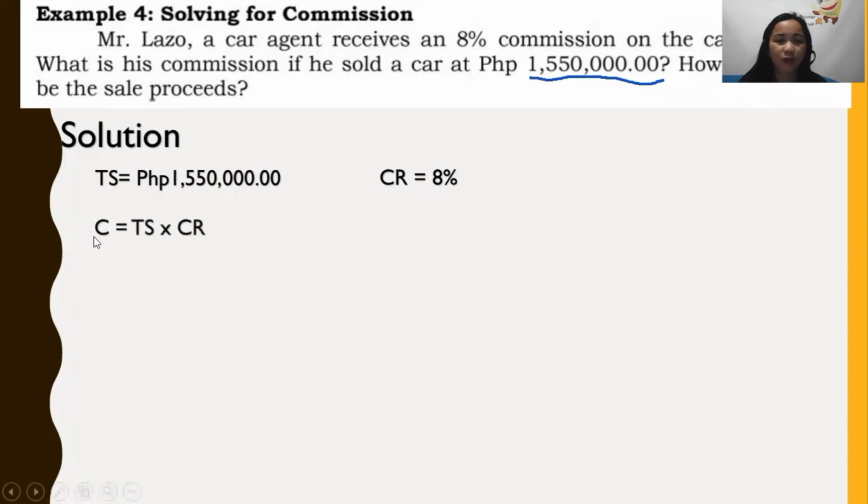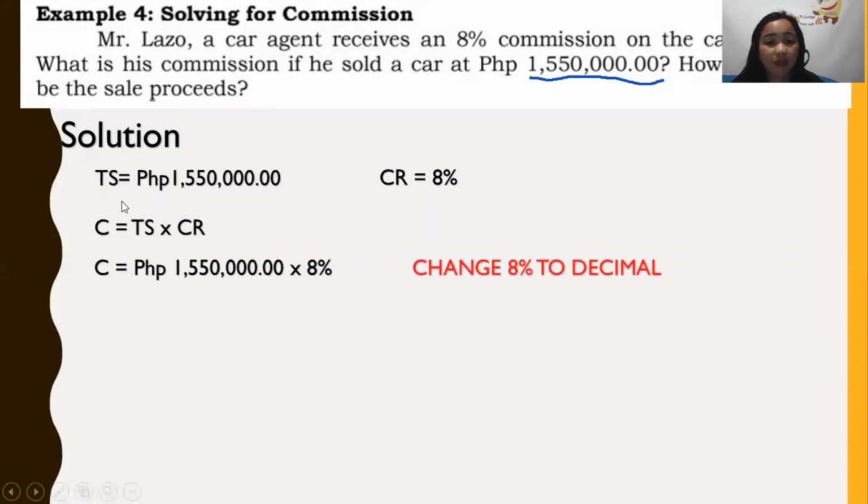And then to compute for commission, we have the formula, total sales times commission rate. So substitute lang natin. So we have the total sales 1,550,000 pesos times 8%. So we need to change first 8% to decimal. And that will become 1,550,000 pesos times 0.08. And let's multiply it.